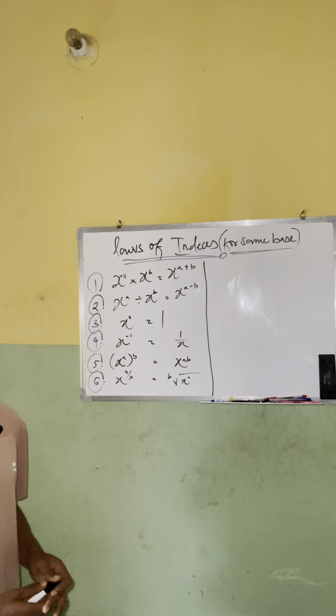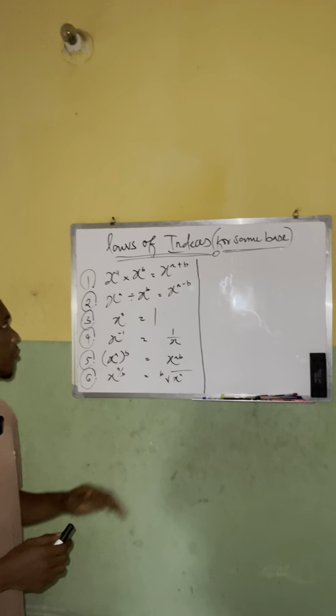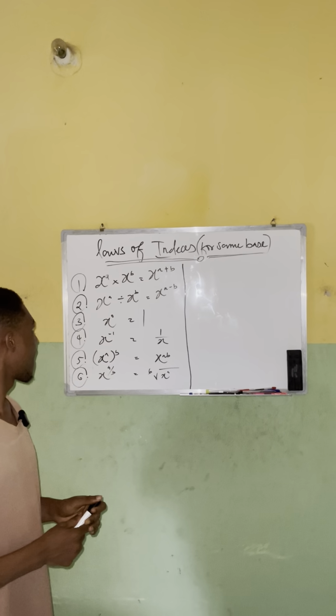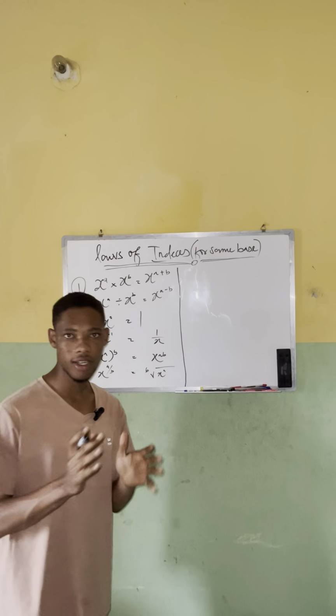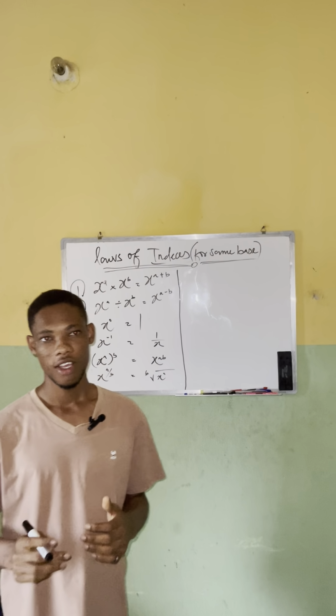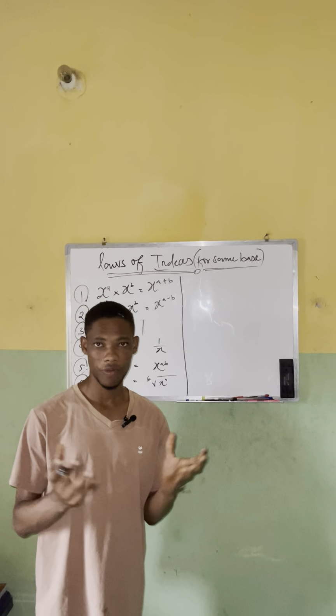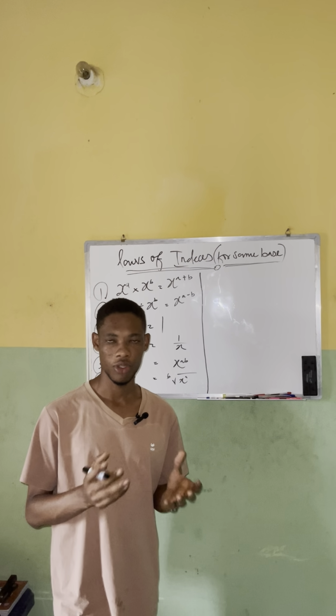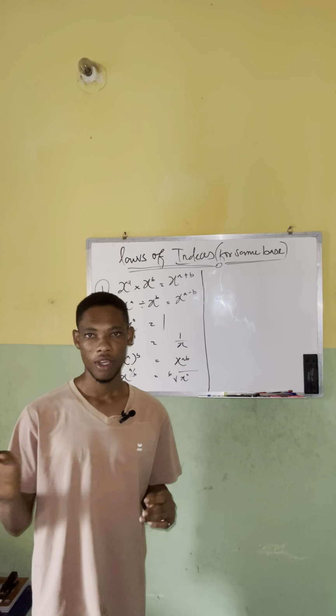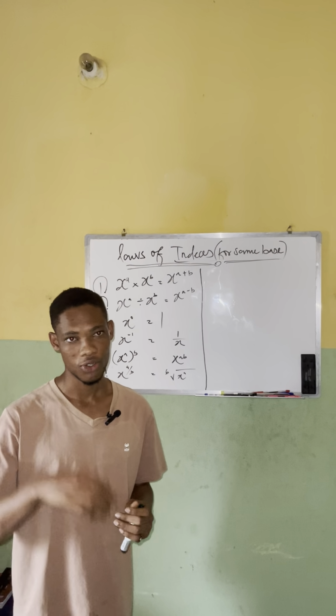So on the board here today, we have laws of indices for same base situations. So I'm just going to roll over all of them. But before I go into that, I want you to understand that the whole concept of indices is derived from the repetition of multiplication, just in the same way multiplication is the repetition of addition.